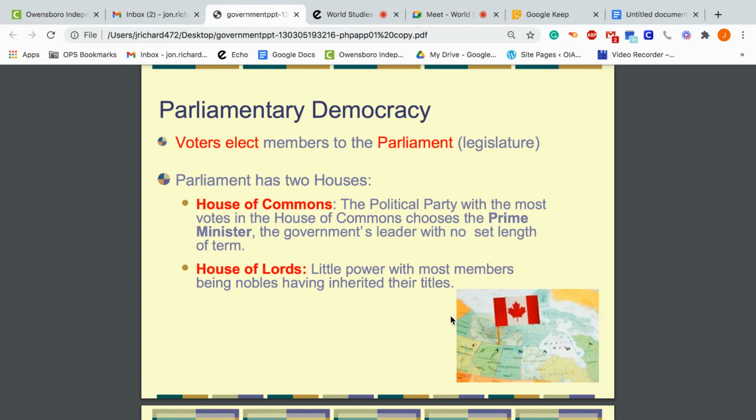Parliamentary democracy. So this is what Canada has. Great Britain has this. France. A lot of countries that used to be constitutional monarchies are now parliamentary democracies. So voters elect members to parliament, which is basically what they call their legislature. Okay, we just talked about legislatures. It's where the elected representatives go to make laws. They call it a parliament.